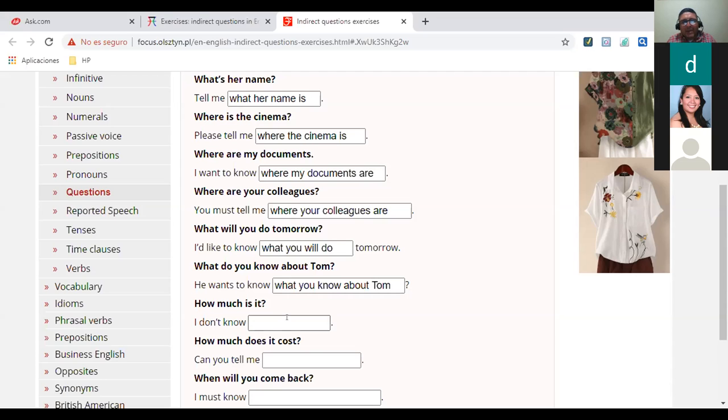Let's do the next one. How much is it? I don't know how much it is. Good. What about the next one? How much does it cost? Can you tell me how much it costs? Once again, remember, the auxiliary that you use in the direct question disappears.